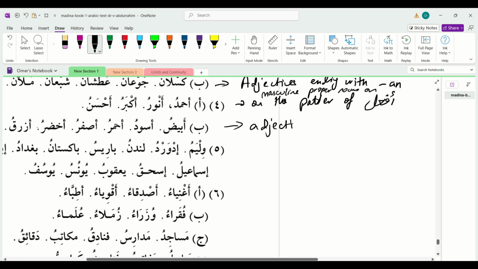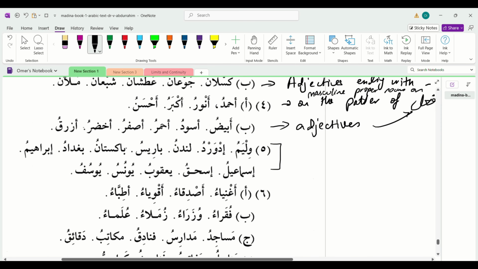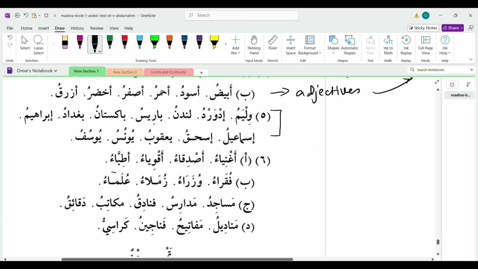Adjectives on the pattern of أفعل. And these are non-Arabic proper nouns that have more than three letters. So Williamu, Edwardu, Londonu, Barisu, Pakistanu, Baghdadu, إبراهيم وإسماعيل وإسحاق ويعقوب ويونس ويوسف. And these, sorry, are the plurals on the pattern of أفعلة.